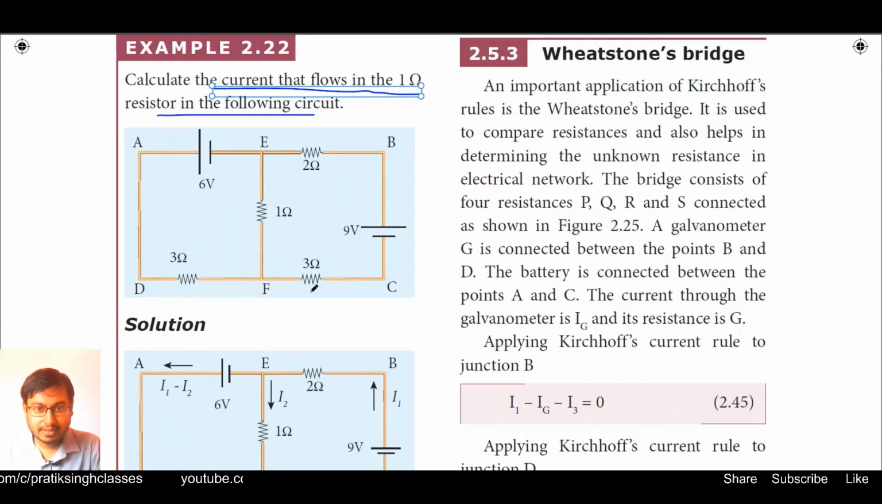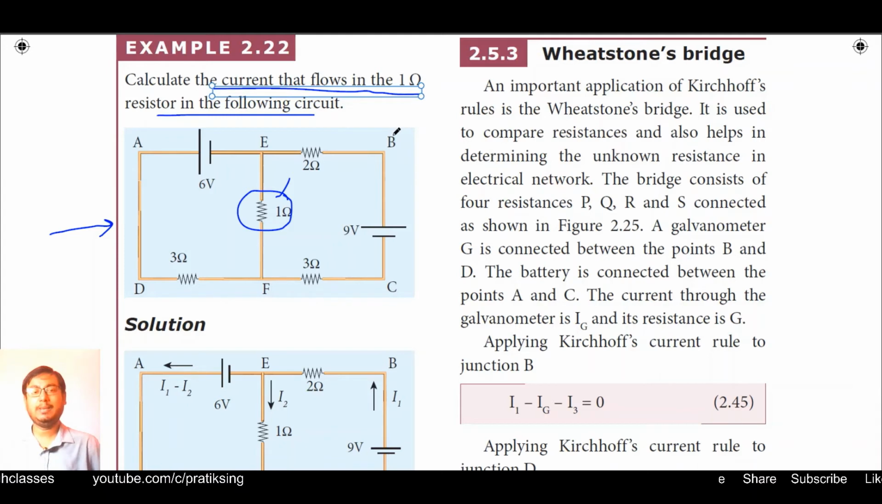Let us find where the 1 ampere resistor is. It is here, and we have to find how much current is flowing in this resistor. You can see that this circuit consists of two loops, that is ADFEA and BEFCB.